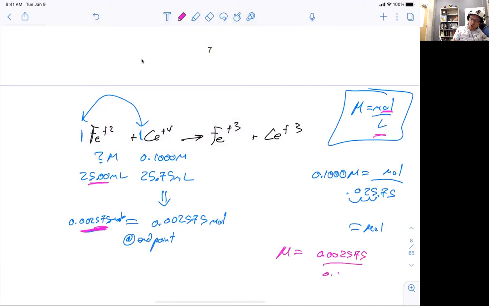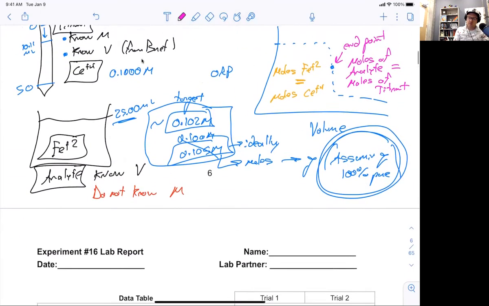0.002575 divided by 0.025 gives 0.103 molar. So I'm using the volume and moles to get the molarity. I got 0.1030 molar. Remember, my original target was 0.102, but maybe when I weighed it out, I got a little bit more of the solid than I wanted. So this 0.105 was how much I was expecting based on the grams that I used.